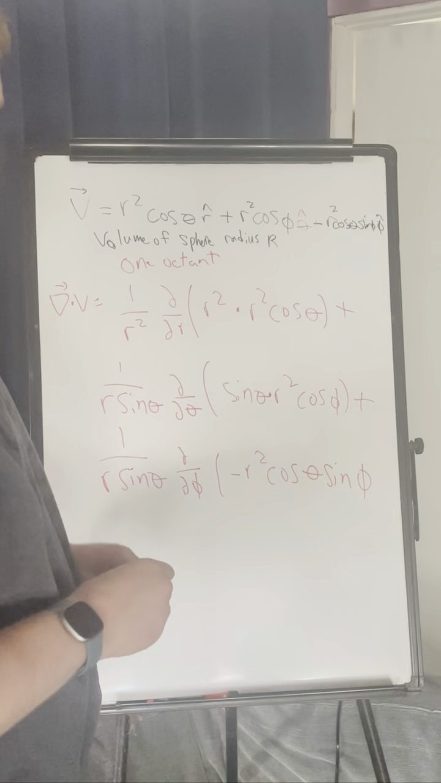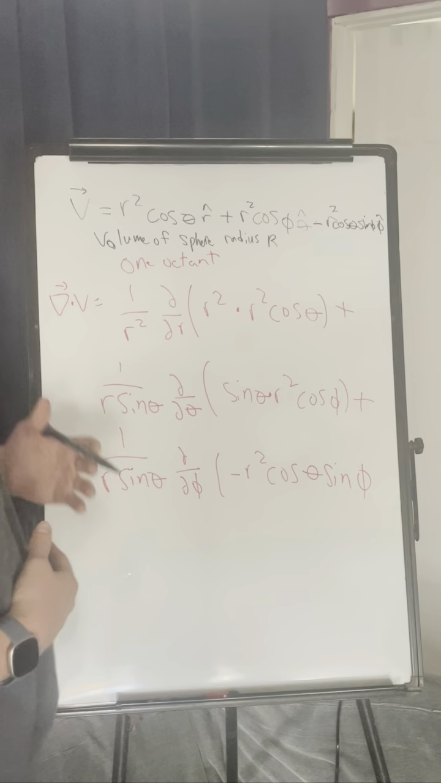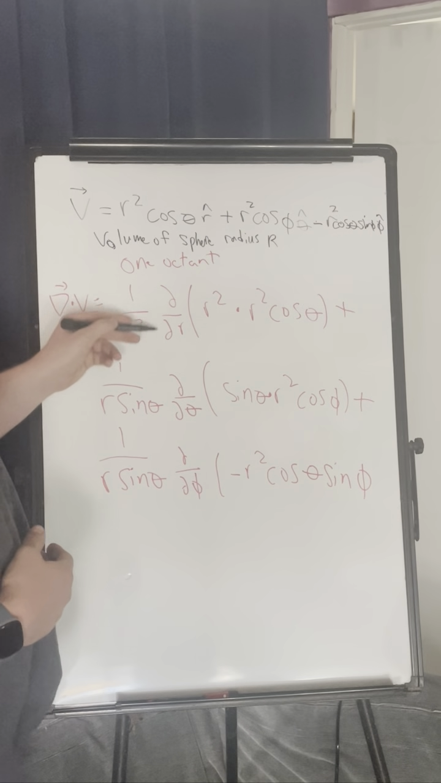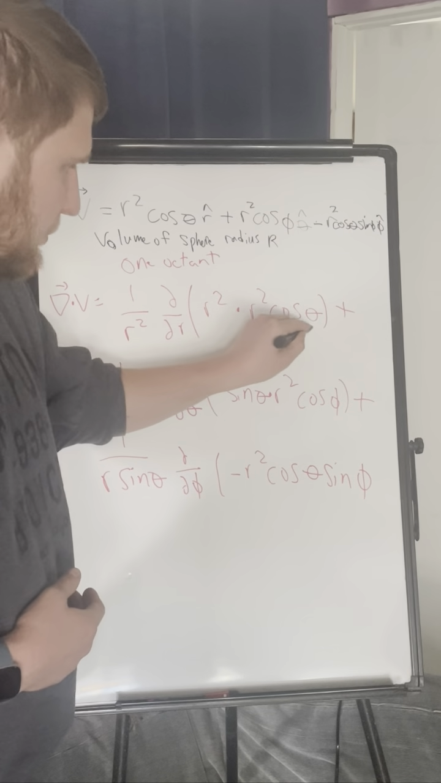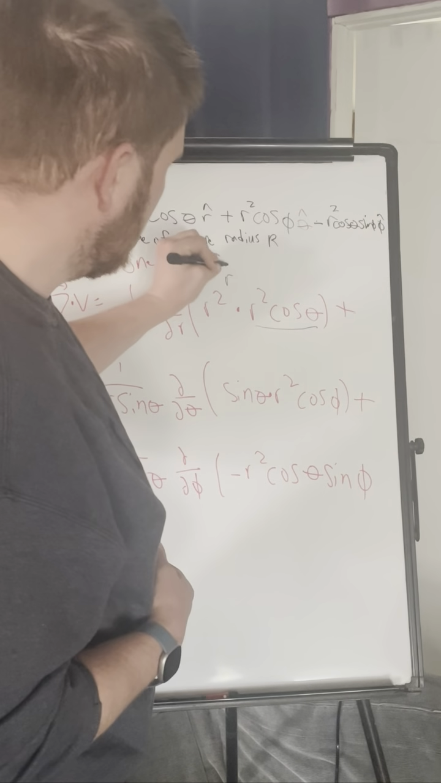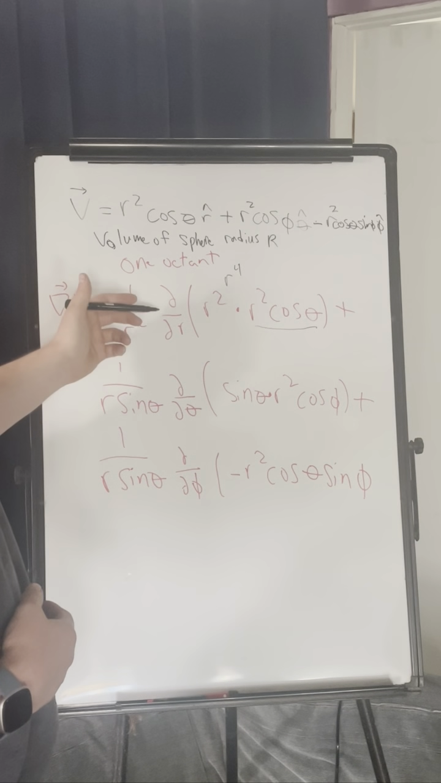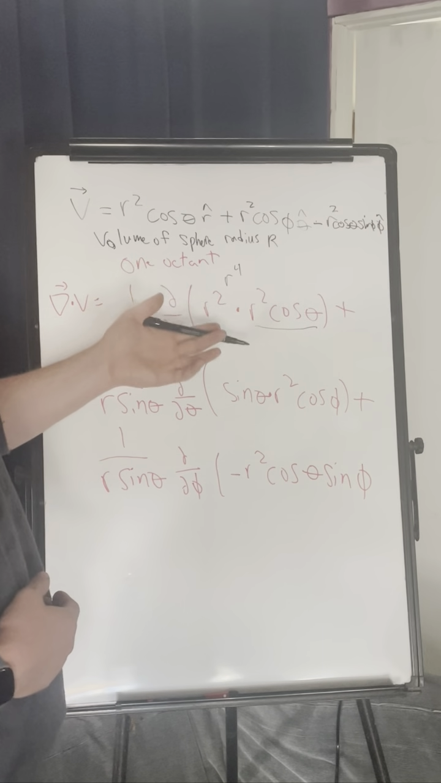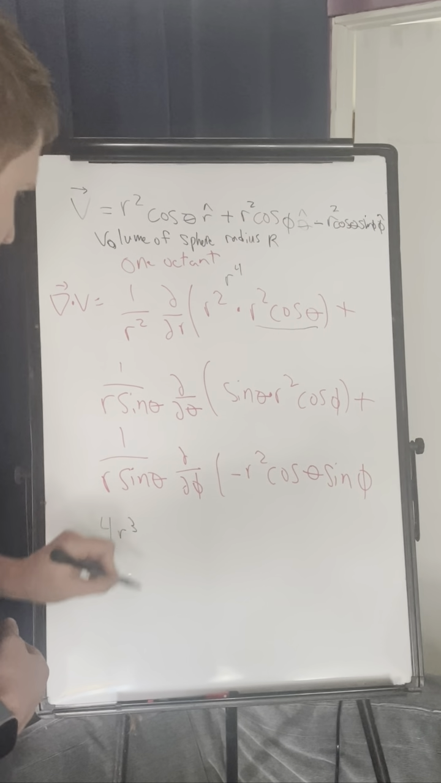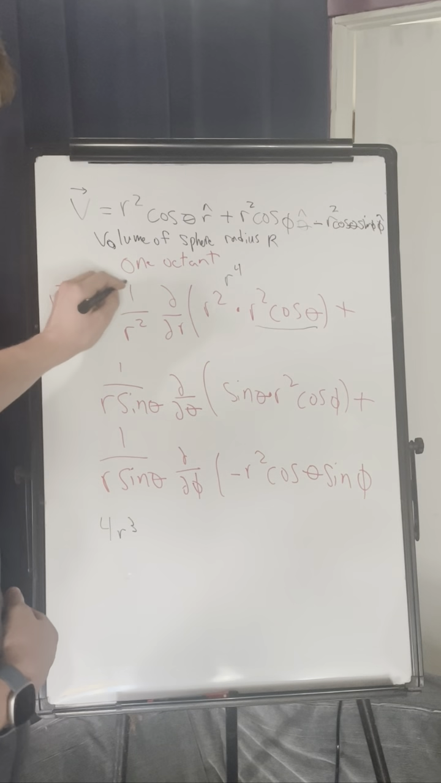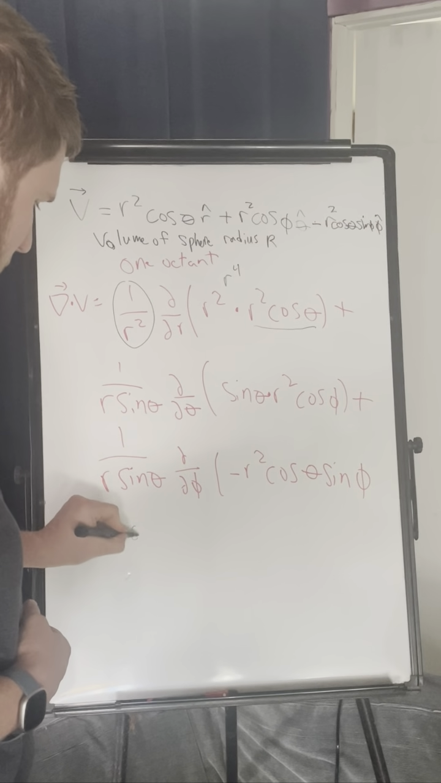In order to do this, it's spherical coordinates. So you have 1 over r squared partial by partial r of r squared times the r component. So this becomes r to the fourth cosine theta. The derivative of r to the fourth is 4r cubed. And then we have to remember we're dividing now by r squared, so it just becomes r cosine theta.